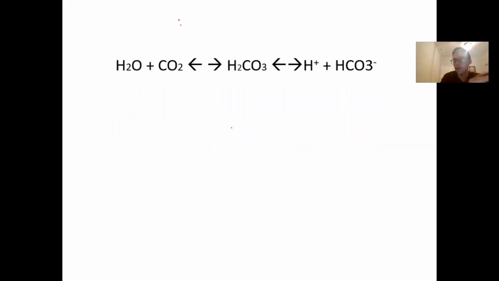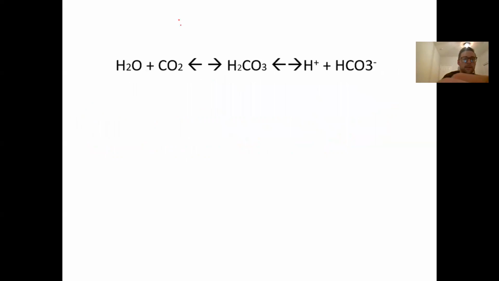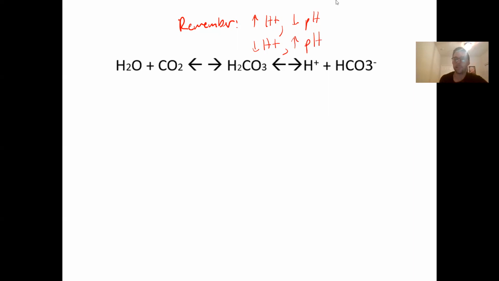So here's the equation, and I'll use this as my talking point. I just want to go back here and remind you what's up with the protons. If you increase the protons, you're actually going to be decreasing the pH, and vice versa. If you decrease the protons, you're going to be increasing the pH. That is the key thing that you need to remember.